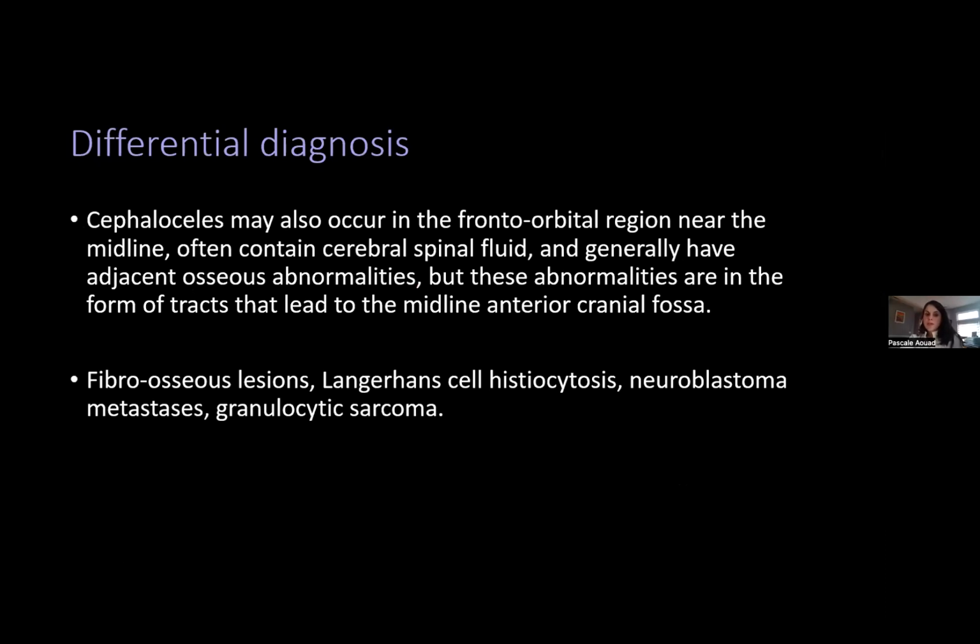The differential diagnosis in this region includes encephaloceles, but these usually occur more in a medial location in the frontal orbital region near the midline. They will have some content that is CSF-like, and there are associated abnormalities such as a defect that will be contiguous with the anterior cranial fossa. Other differential diagnoses, but usually these are easier to differentiate from dermoid or epidermoid, except if there are inflammatory changes from rupture, include fibro-osseous lesions, Langerhans cell histiocytosis, neuroblastoma metastasis, and granulocytic sarcoma.